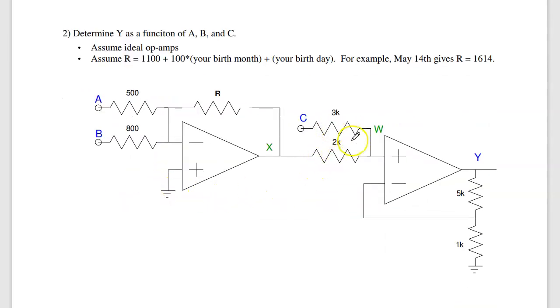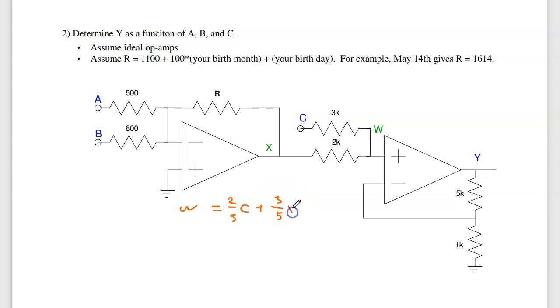Second equation, w is a function of c and x. And so w is equal to, if I were to ground x, what I'm measuring across, 2 over the total, 2 plus 3 is 5, 2/5 of c, plus if I ground c and apply 1 volt at x, it's going to be 3/5 of x. And kind of note that if c is 1 volt, x is 1 volt, w is going to be 1 volt. So 2/5 plus 3/5 is 1, that checks out.